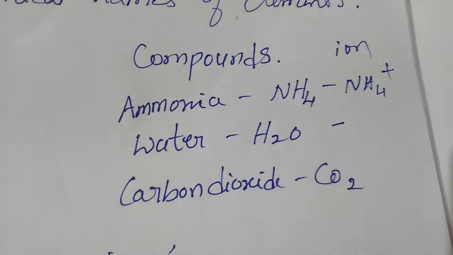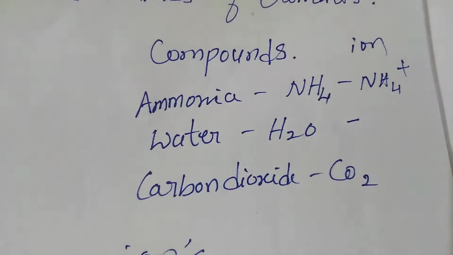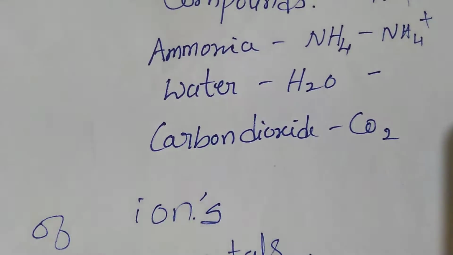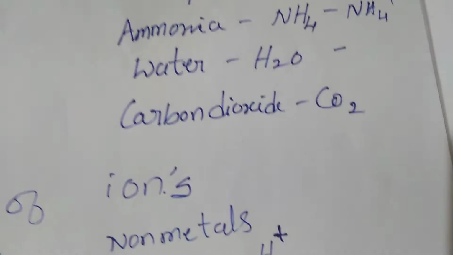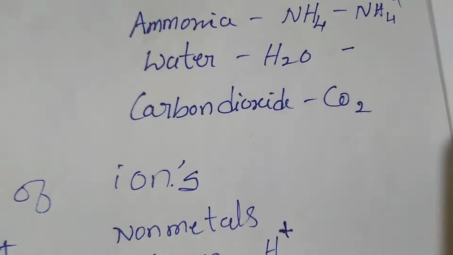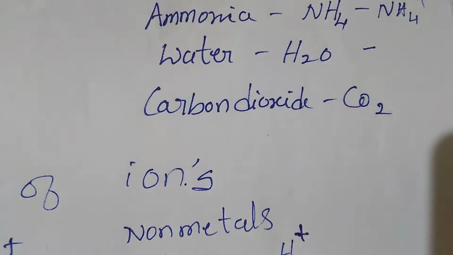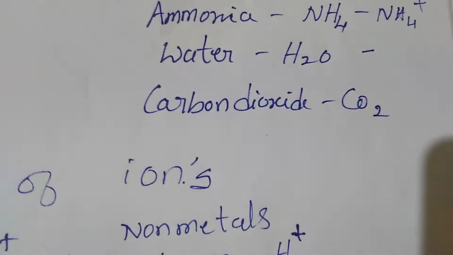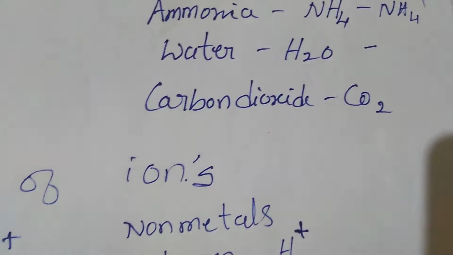Now come to the compounds. Here, ammonium, NH4. In the ion form, what do you write? NH4 plus. It is ready to give up 1 electron. Water is a compound where the charges are balanced. If the charges are balanced, then it is a compound. Here, carbon dioxide, CO2. C is ready to take 2 electrons and O is ready to give up 2 electrons. That is balanced. In a compound the charges are balanced.